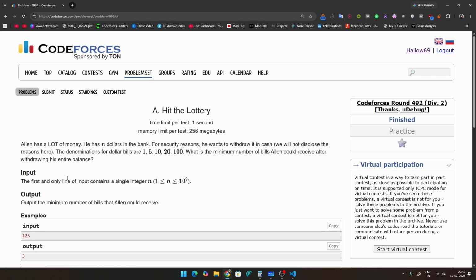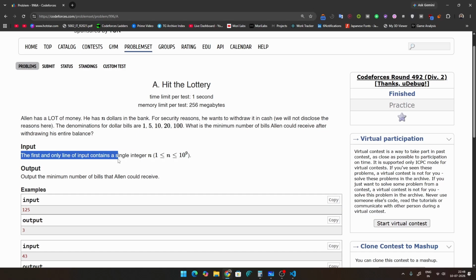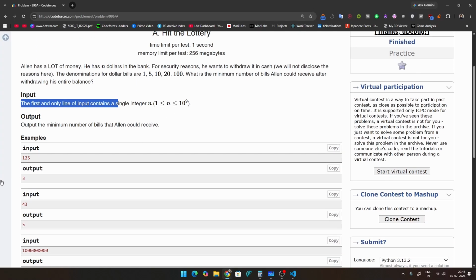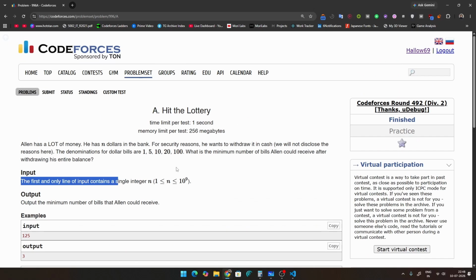Okay. So we're going to withdraw Alan's entire balance and we're going to try to minimize the amount of bills or notes that he gets. So input is going to be a single number, which is going to be the balance that Alan has, and then you output the minimum number of bills. Okay. How do you solve this problem? Let's go ahead and go to the whiteboard so that we can look at this a bit better.